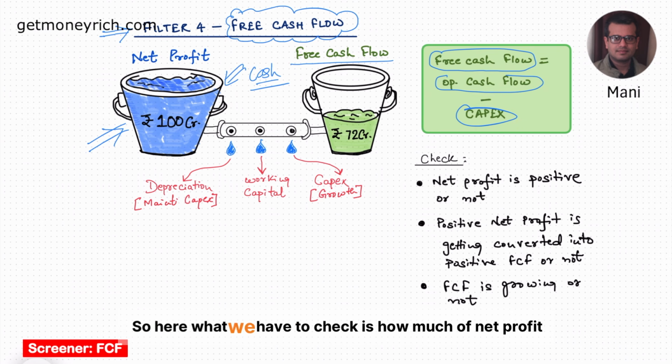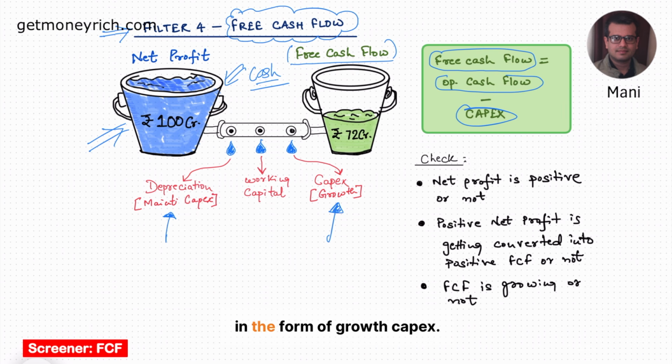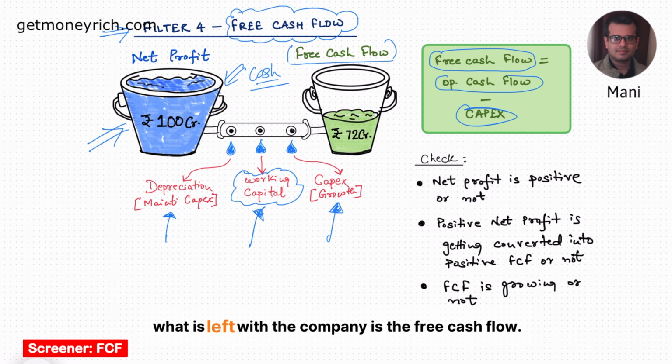So here what we have to check is how much of net profit is getting converted into the free cash flow of a company. Out of the cash that the company has collected from its customers, it has to spend a lot of money in the form of maintenance capex and growth capex. It also needs to maintain a certain level of cash to manage its working capital, which is a very important criteria. After all these adjustments are made, what is left with the company is the free cash flow.